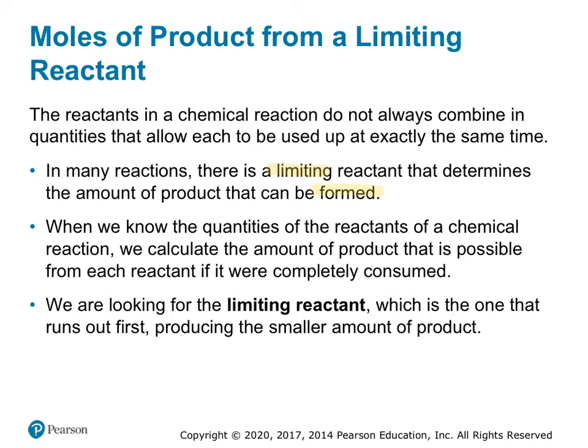So if we know the quantities of reactants, we can then calculate the amount of product that is possible and figure out which one is the limiting reactant. And that limiting reactant is the one that runs out first, producing a smaller amount of product.